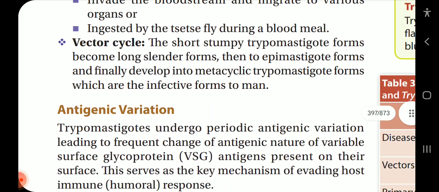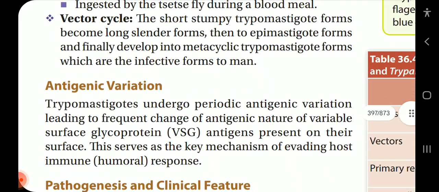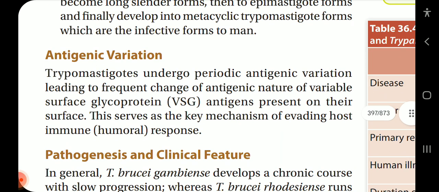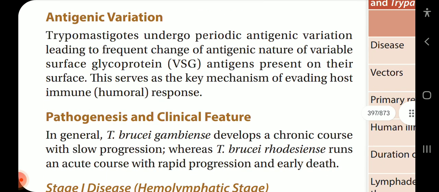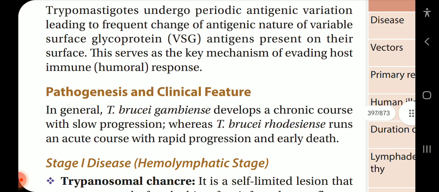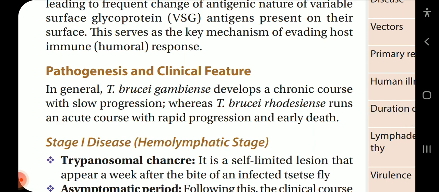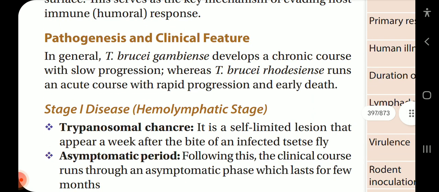Vector cycle: short stumpy trypomastigote forms become long slender forms, then epimastigote forms, and finally develop into metacyclic trypomastigote forms, which are the infective forms to man. Antigenic variation: trypomastigotes undergo periodic antigenic variation, leading to frequent change of the antigenic nature of variable surface glycoprotein, VSG, antigens present on their surface. This serves as the key mechanism of evading the host immune humoral response.